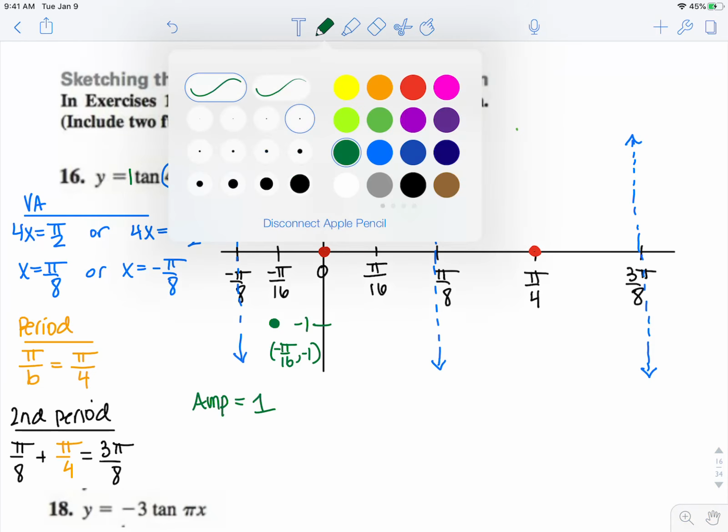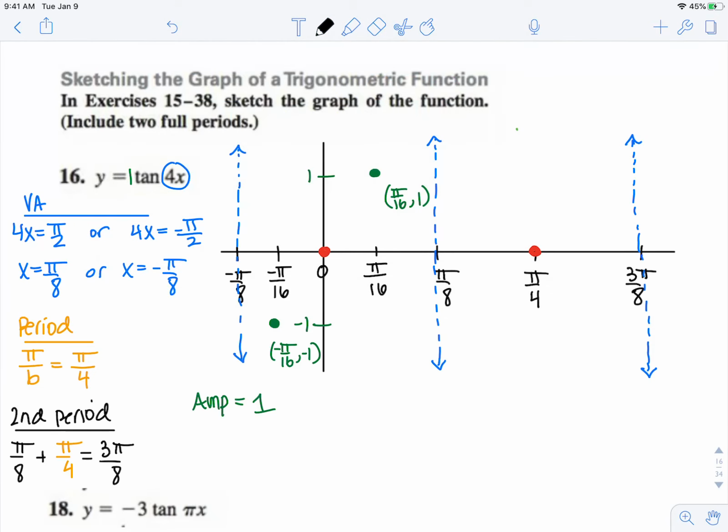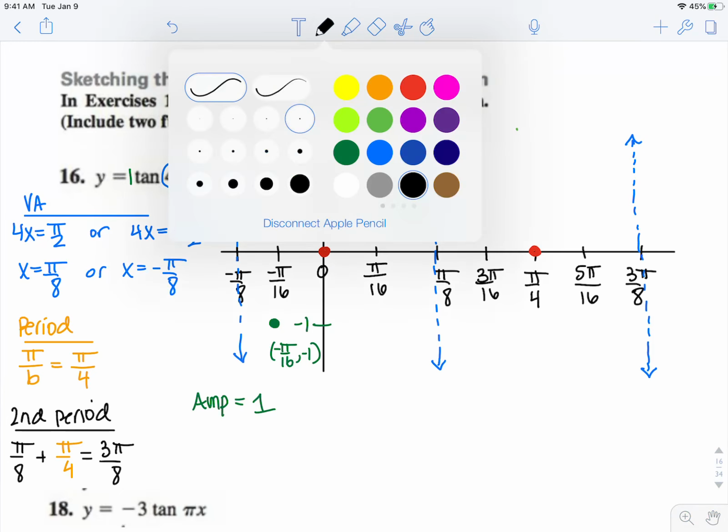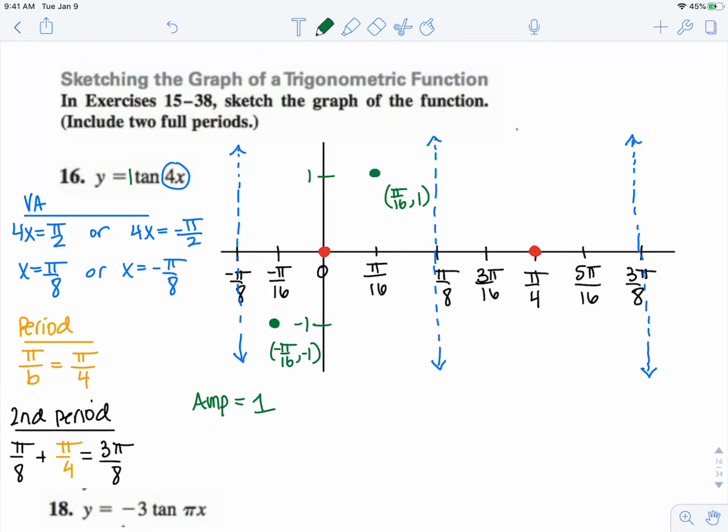Let's go ahead and find those middle values for my second period. This is going to be 3 pi over 16, and this is going to be 5 pi over 16, following a pattern. So this is going to hit up at positive 1. So this is 5 pi over 16, 1. And down here, this is going to be 3 pi over 16, negative 1.